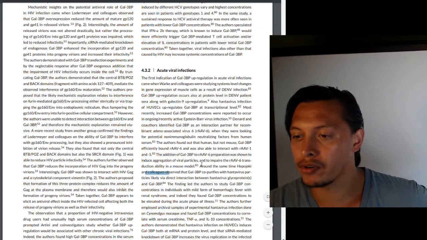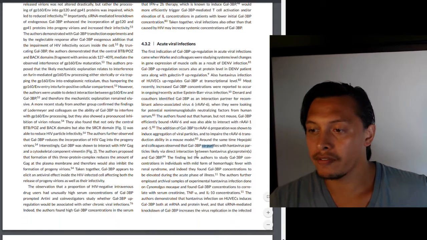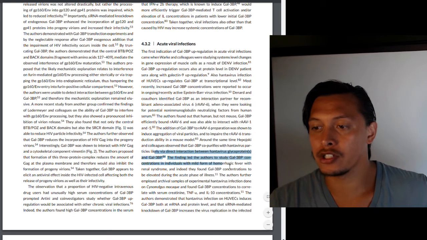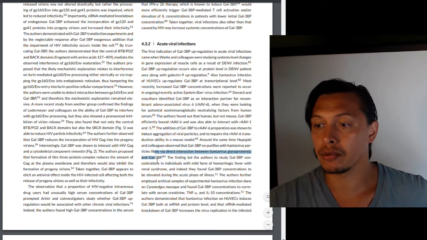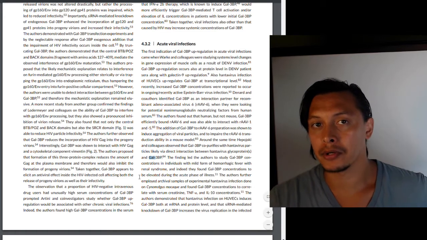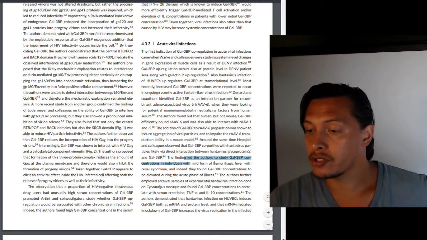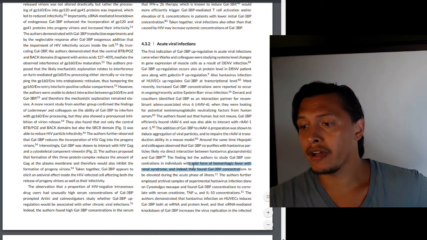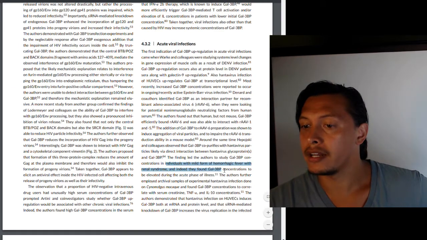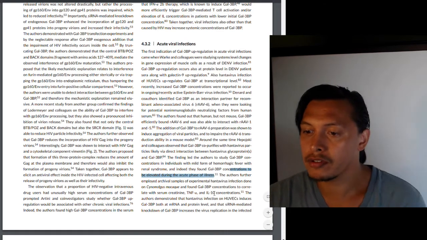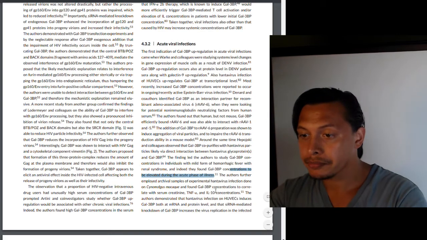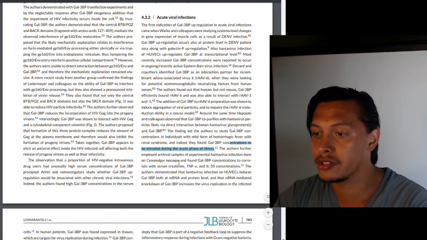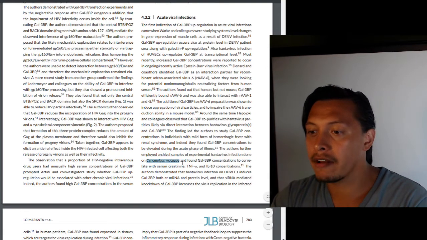Around the same time, Vuokko and colleagues observed that Gal3 binding protein co-purifies with hantavirus particles, likely through direct interactions between hantavirus glycoprotein and Galectin-3 binding protein. So it sounds as though this Galectin-3 binding protein is able to interact directly with these virus particles. The finding led authors to study Galectin-3 binding protein concentrations in individuals with mild forms of hemorrhagic fever with renal syndrome, and indeed they found Galectin-3 binding protein concentrations to be elevated during acute phase of illness.